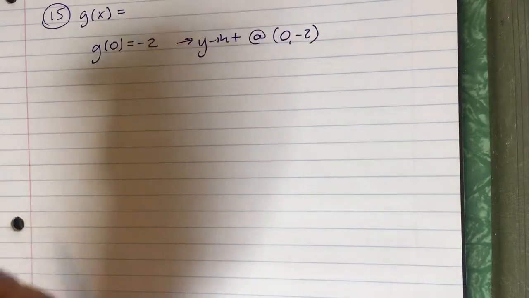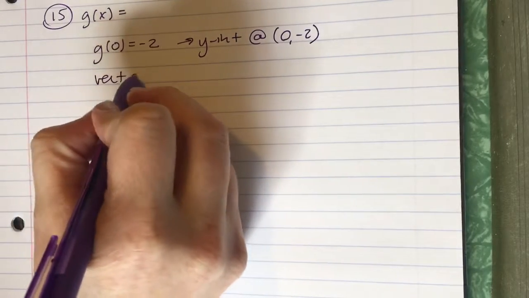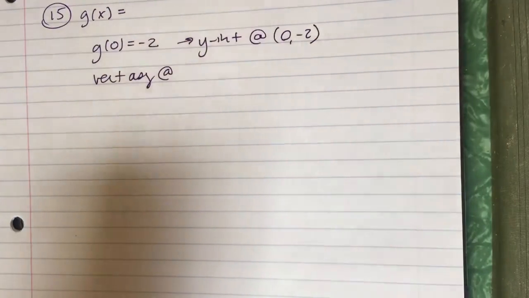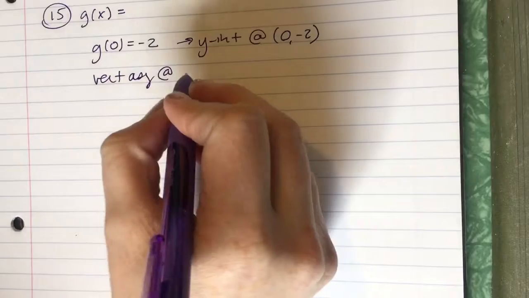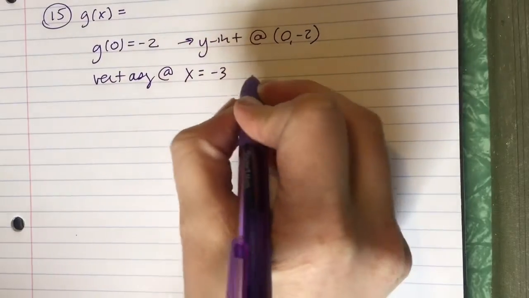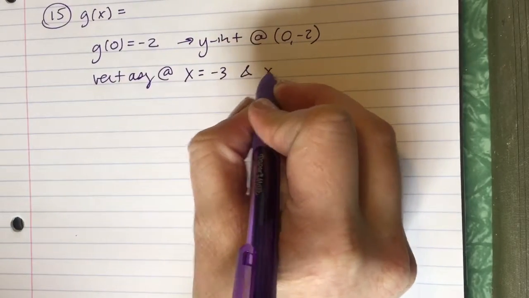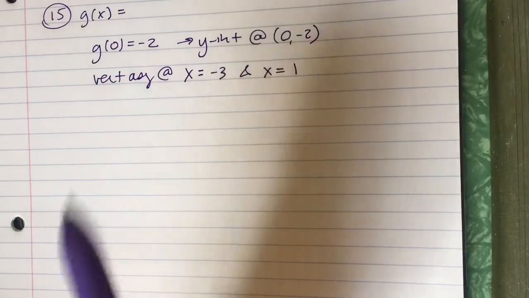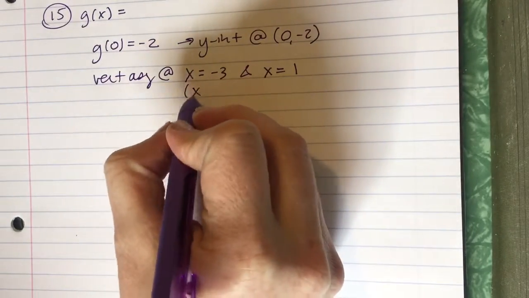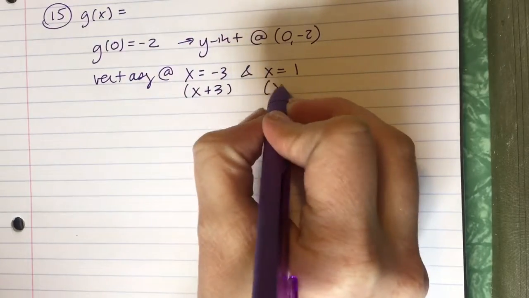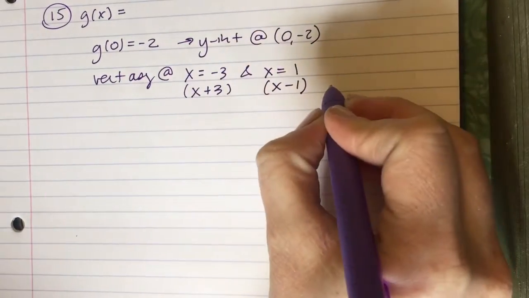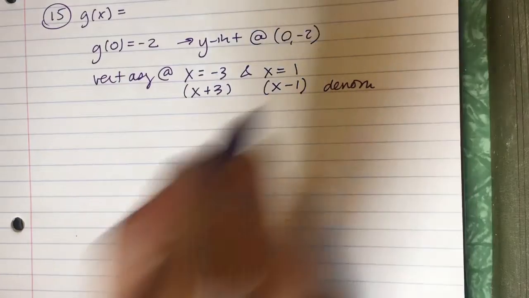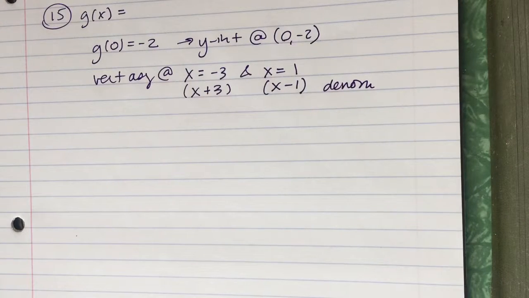It has vertical asymptotes at x equals -3 and x equals +1. Now these will show up in the function as factors x plus 3 and x minus 1, and they'll show up in the denominator. So we can kind of keep those notes. We can put it together later.